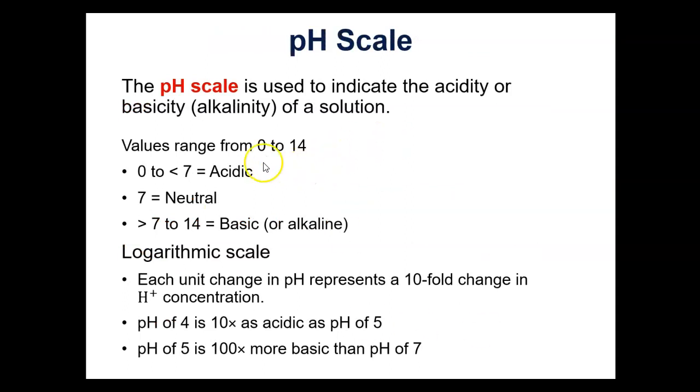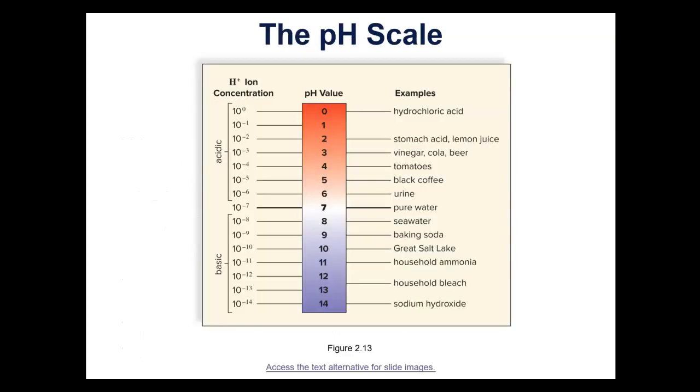So the pH scale goes from 0 to 14. Less than 7 is acidic, 7 is neutral, and greater than 7 is basic, or another word for basic is alkaline. Now below you see the way that pH is calculated, which I will not test you on in this class. And then here on slide 44, you see the pH scale represented by different common substances that we all know.